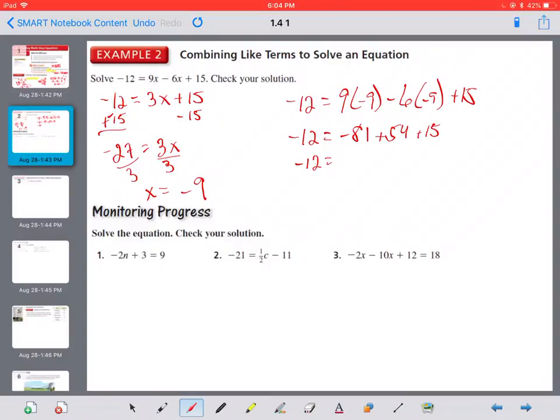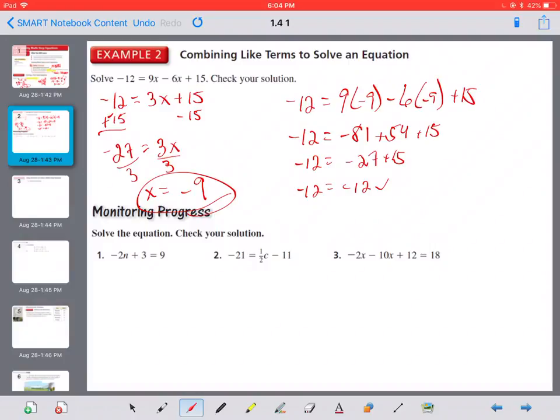54 plus 15. -12 equals, let's see, let's go -81 and 54. If we go down by 50, that's 31. We go down by 4, that's -27 plus 15. -12 equals, we go down by 10, that's -17. We go down by 5, that's -12. Checks out. Circle it.